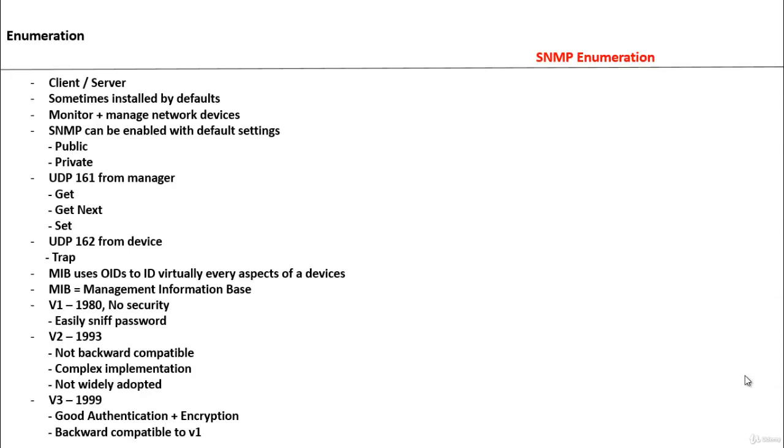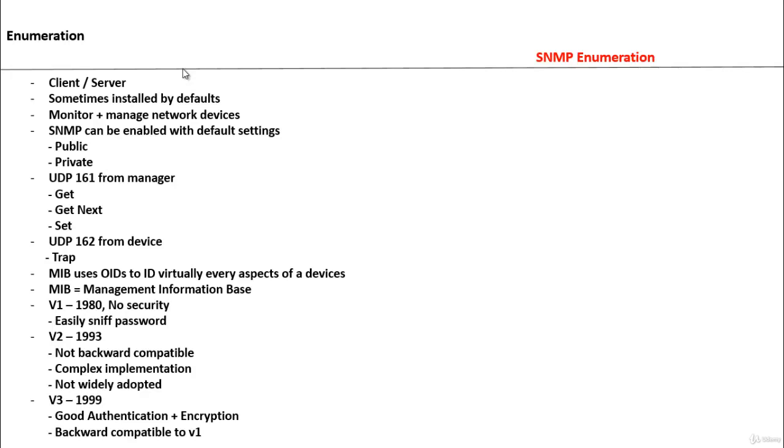SNMP can be client or server based. Sometimes SNMP is installed by default in network-based or computer-based devices. SNMP is mainly used to monitor or manage network devices. SNMP can be enabled with default settings. It has two communities, public and private. SNMP works on the UDP protocol on the transport layer of the OSI model.